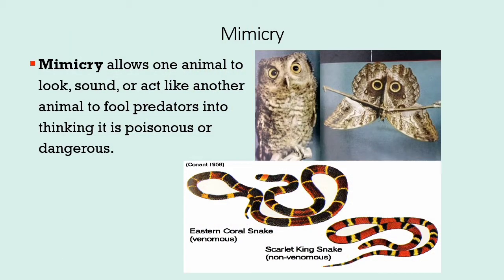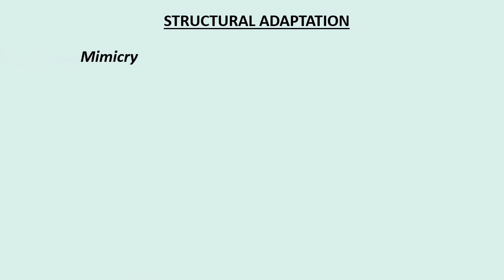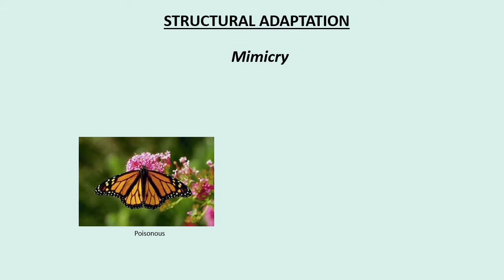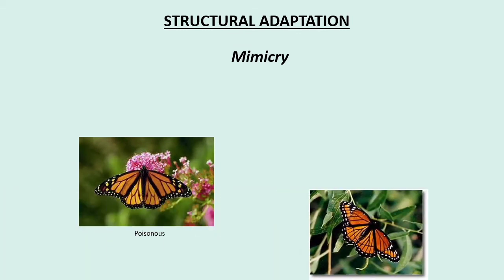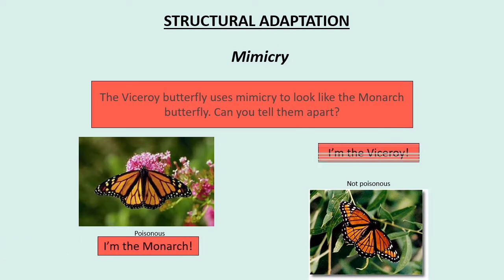Mimicry allows one animal to look, sound, or act like another animal to fool predators into thinking it is poisonous or dangerous. The example of mimicry: the fisher butterfly uses mimicry to look like the monarch's butterfly. Can you tell them apart?